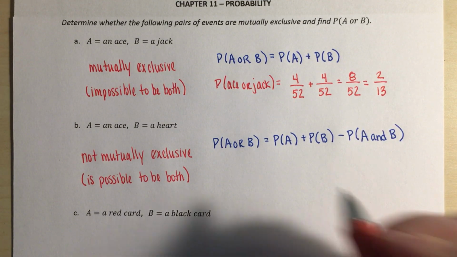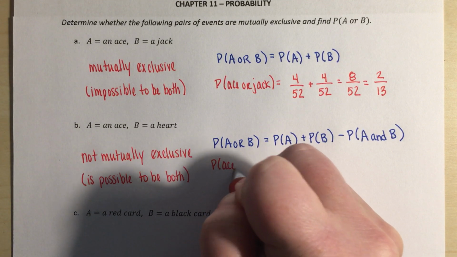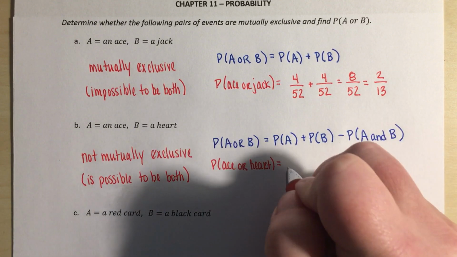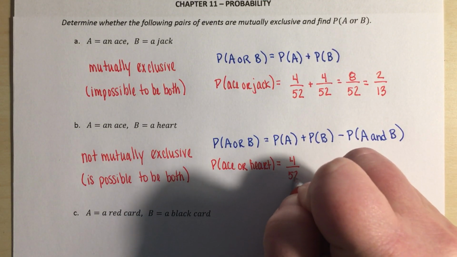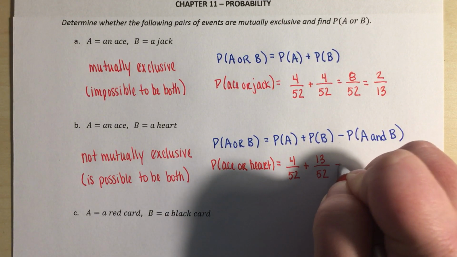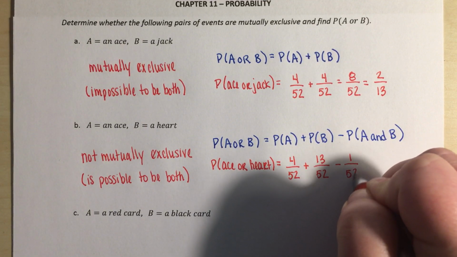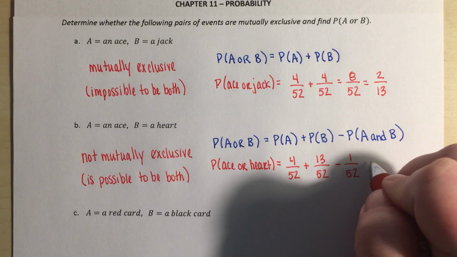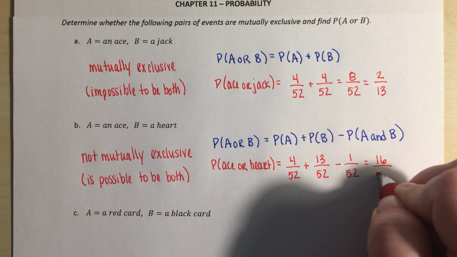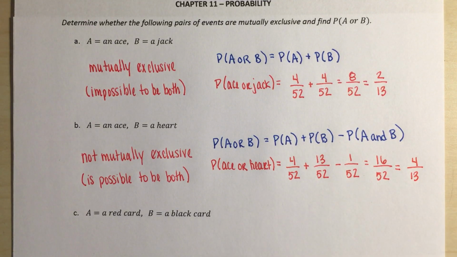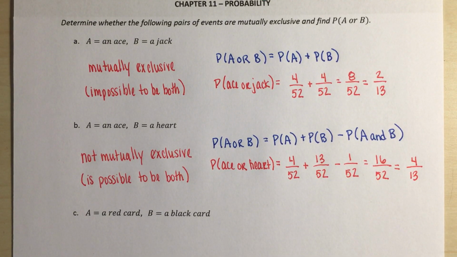All right, so if we go for ace or heart, aces we have 4 out of 52. Hearts we have 13 out of 52. Both, there's exactly one ace of hearts. 4 plus 13 gives us 17, minus 1 gives us 16. So we get 16 over 52, which then if we reduce this into lowest terms, we get 4 over 13. So whether we're mutually exclusive or not is going to make a difference to whether or not we include that subtraction.